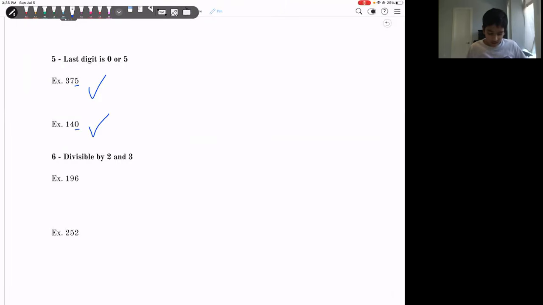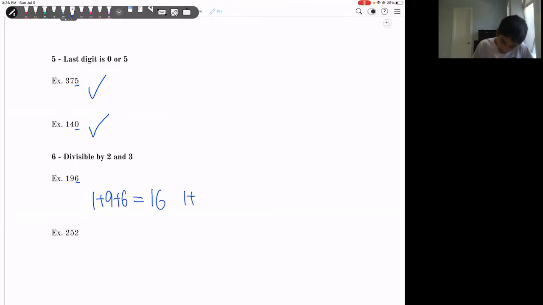Now for 6. In order for it to be divisible by 6, it has to be divisible by both 2 and 3. So let's try this here. 196. Well, since the last digit is 6, it's divisible by 2. But now what about 3? So 1 plus 9 plus 6 equal to 16.